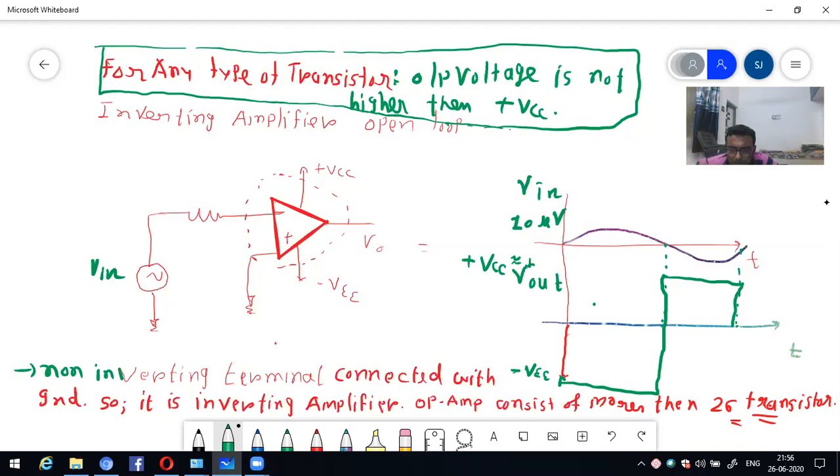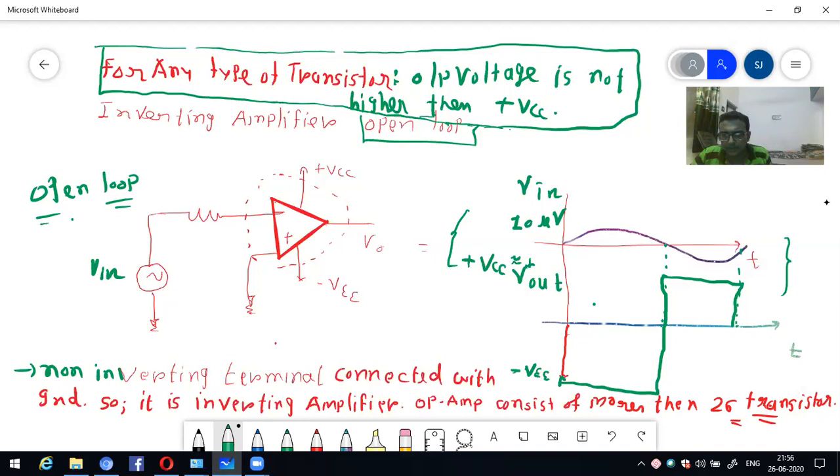So it is the waveform related to open loop configuration of inverting amplifier. It is considered as an open loop configuration. Now, what is the limitation of open loop configuration? I speak verbally, and in my next canvas, I will write the individual points.